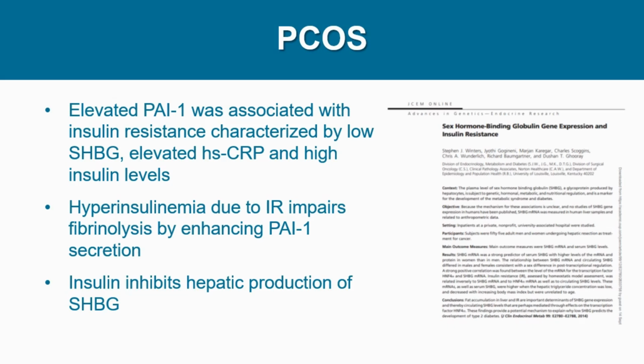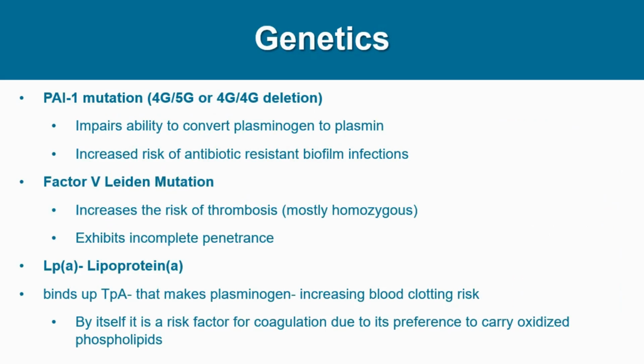So here's some genetics that goes along with this problem, and I see a lot in clinic, and we can test for. The main one I see is the PAI-1 mutation, 4G/5G or 4G/4G deletion. Normal is 5G/5G.